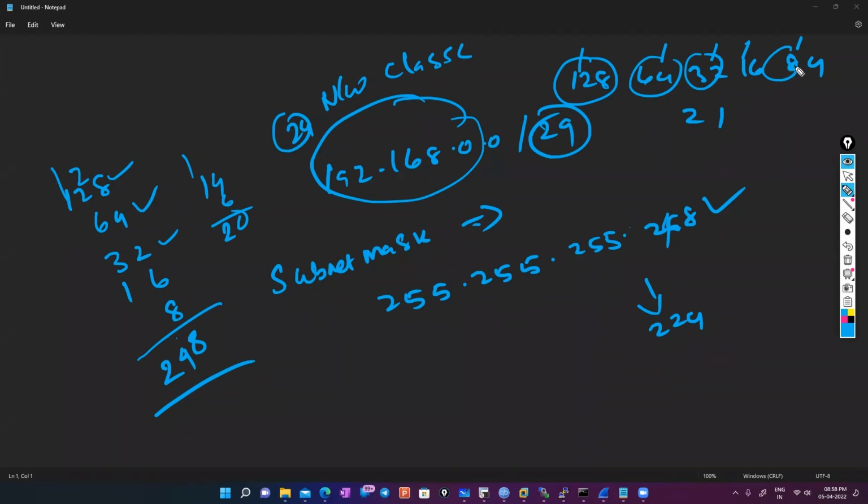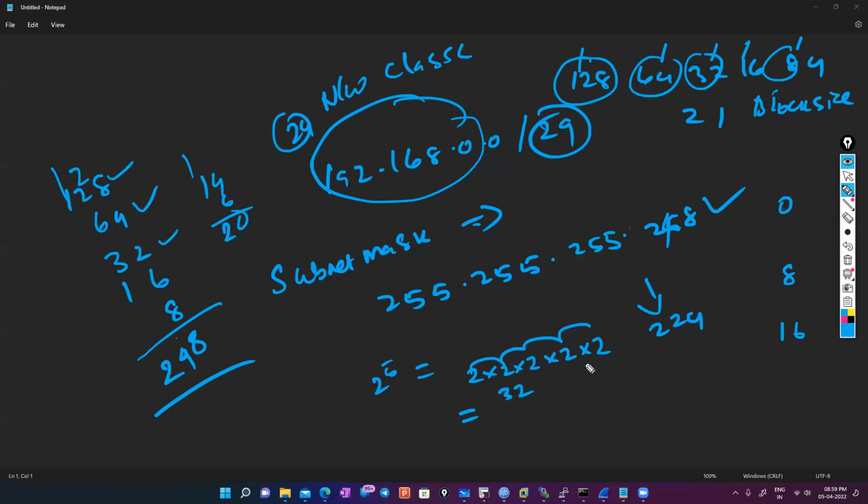What is the block size? This is called a block size. Your host block size starts with 0, 8, 8 plus 8, 16. So from this, you can calculate your networks: 2 to the power of 5. How much? Any idea? How to calculate: 2 into 2 into 2 into 2 into 2. 32. Since day one of class, I'm doing this. How much? 2 into 2, 4, 4 into 2, 8, 8 into 2, 16, 16 into 2, 32, right?